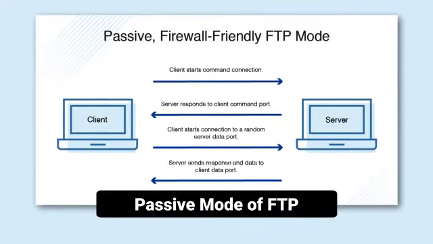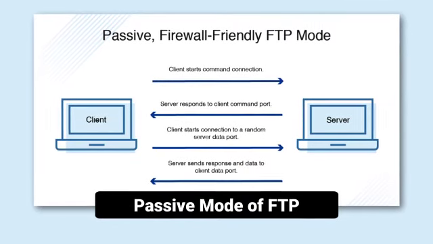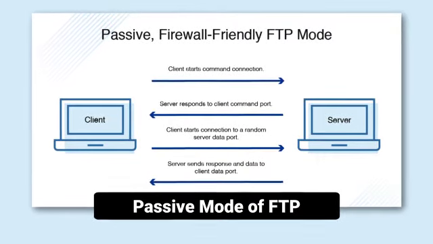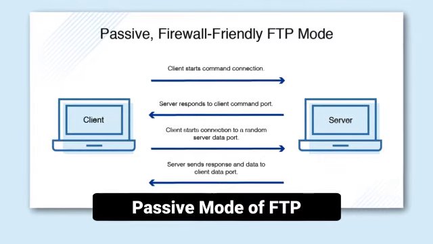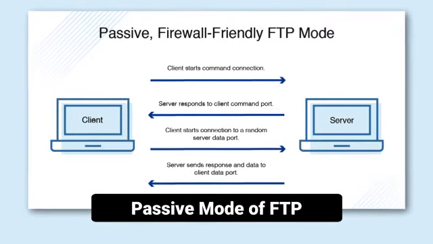This is a passive mode of FTP where basically, in a single system, the client starts a command on the connection, then the client starts a connection to a random server data port, and the server sends responses and data to the client's data port. So it is a one-to-one connectivity between a client and the server basically.